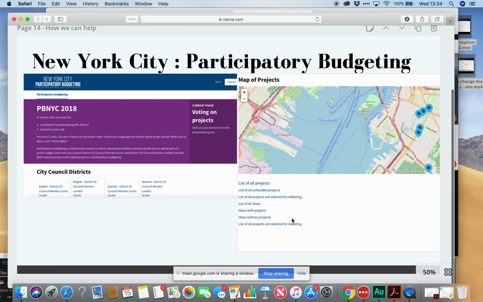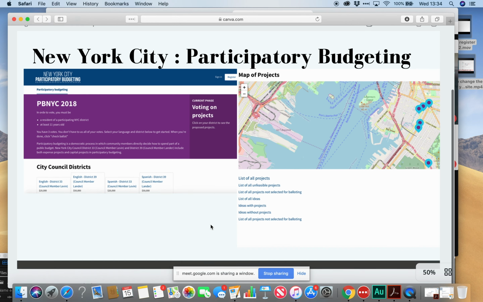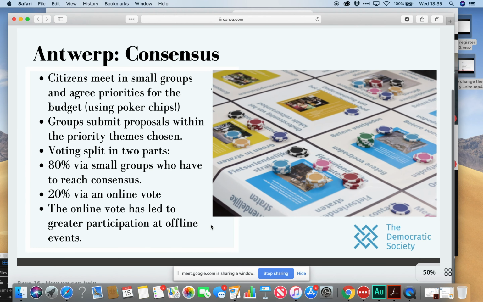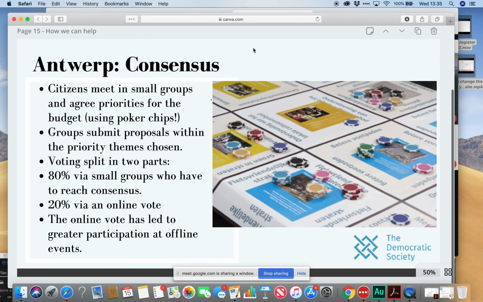Ideas without projects could be just something that might need to be developed for next year, or people could collaborate on these ideas. So their process was very transparent. People could go into the site and see that something was unfeasible, and they could work out why it was unfeasible, depending on the criteria for the process.